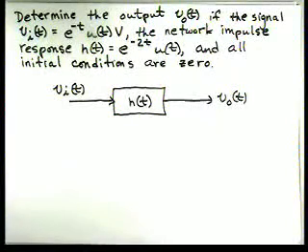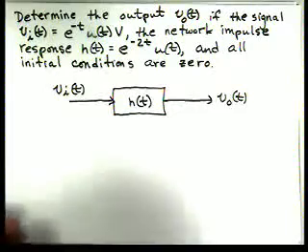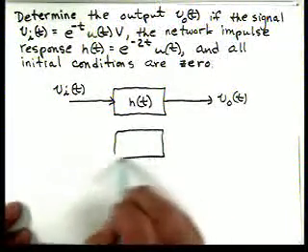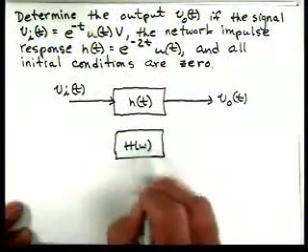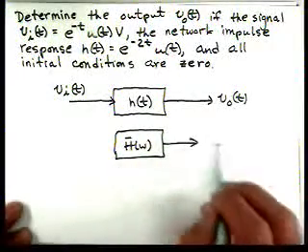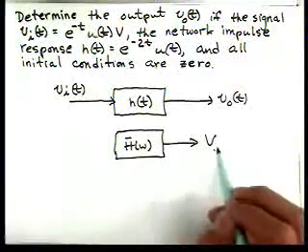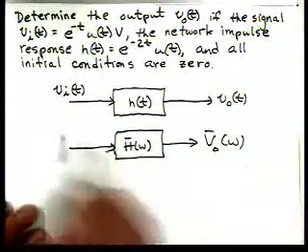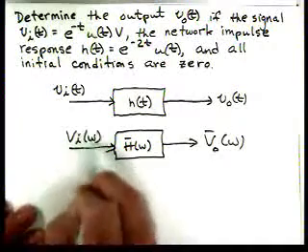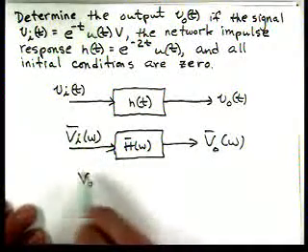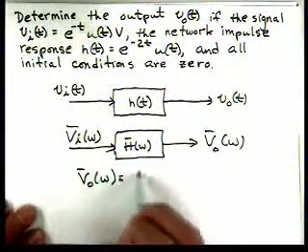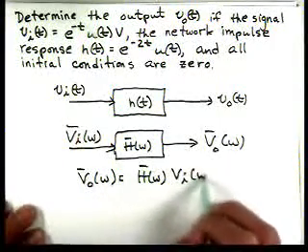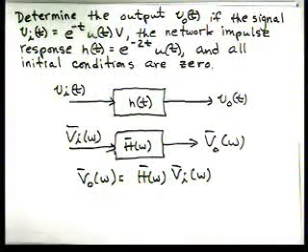So if we go and convert over to the frequency domain, this becomes H of omega. This is V0 of omega. This is Vi of omega. So in this case, V0 of omega is equal to H of omega times Vi of omega.